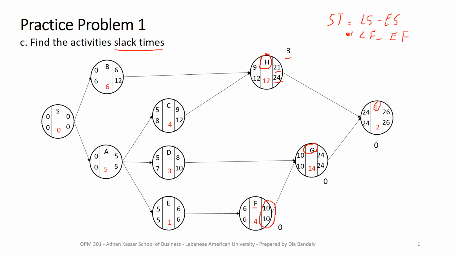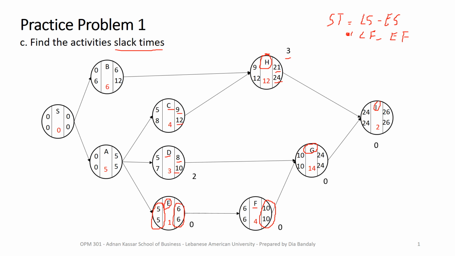For activity E, also the early finish and late finish are the same, and also the early start and late start are the same, which means the slack is 0. For activity D, it's not the same case here, because late finish is 10 while early finish is 8, which means I have a slack of 2 weeks. And for activity C, I have a late finish of 12 while the early finish is 9.